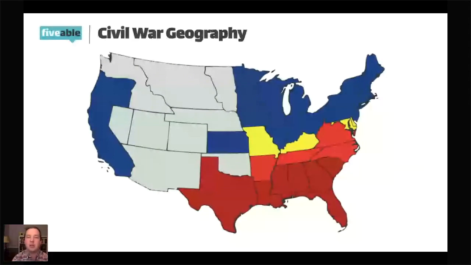But Missouri, right there, Kentucky, Maryland, and Delaware, those are slave states that stay in the Union. They are thus known as the border states. They're kept in the Union through a variety of means, which we'll talk about a little bit later. So that's your basic Civil War geography there, just in case you wanted to know.